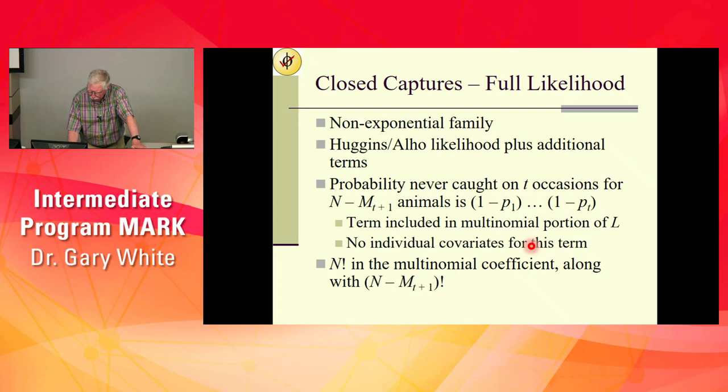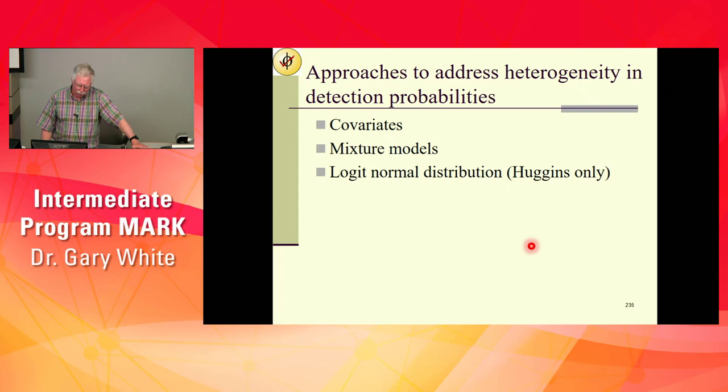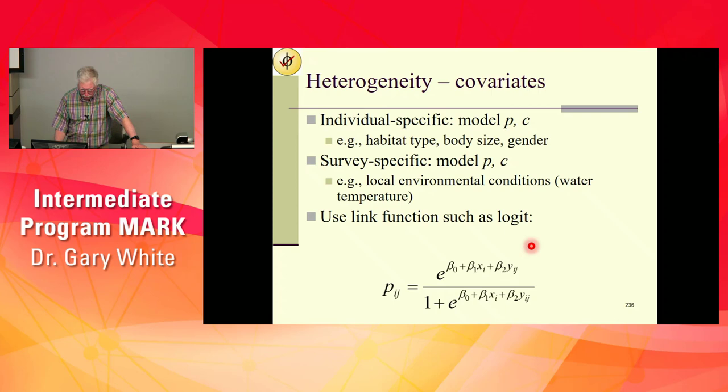How do we address heterogeneity in detection probabilities? Well, covariates, not that they work very well, but we always talk about them. We have these mixture models, and we have this logit normal distribution that I'm going to talk about more later. So heterogeneity covariates: individual specific, habitat type, body size, gender, stuff like that.